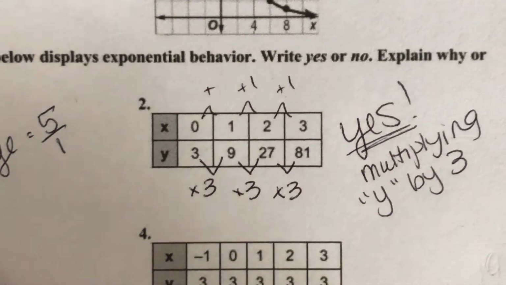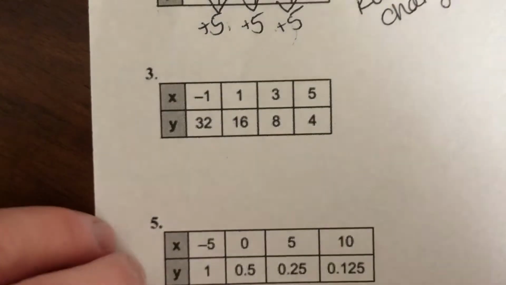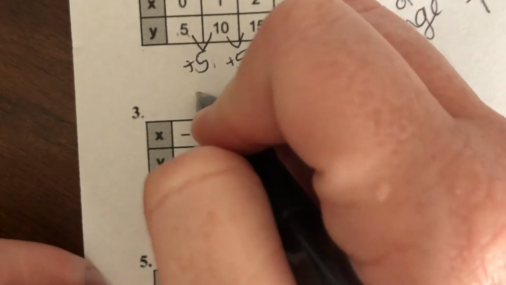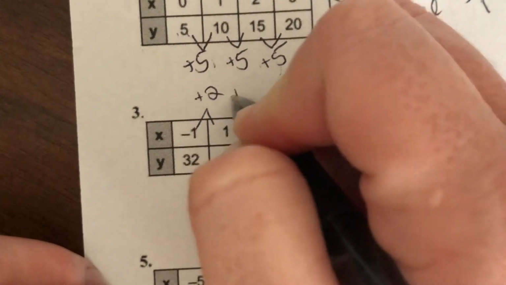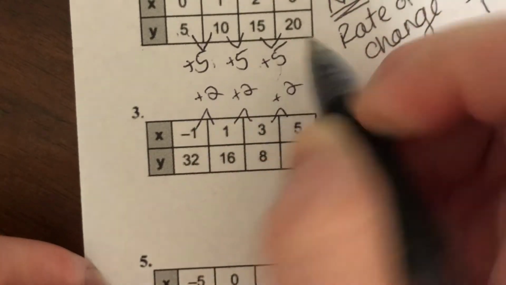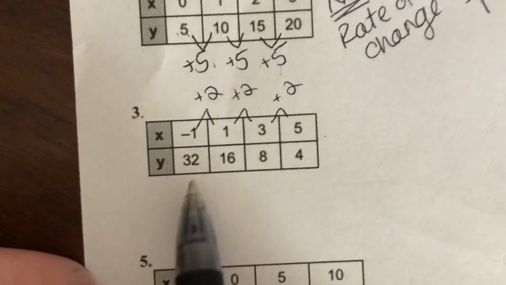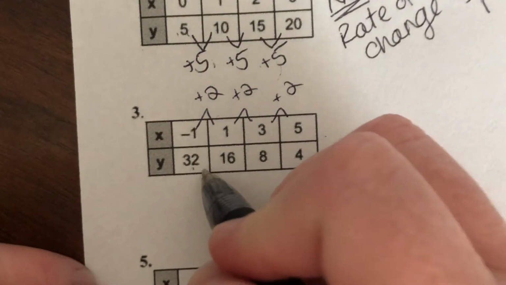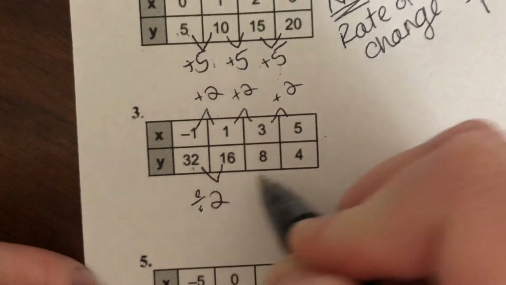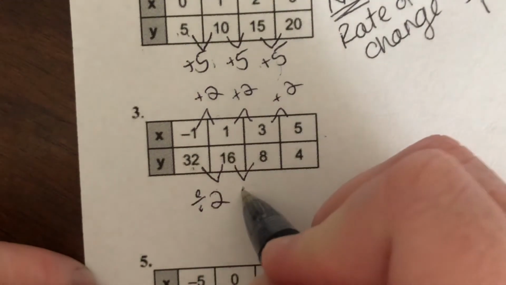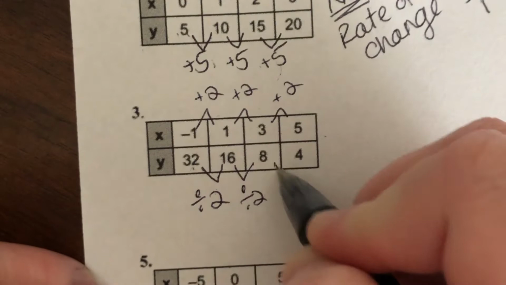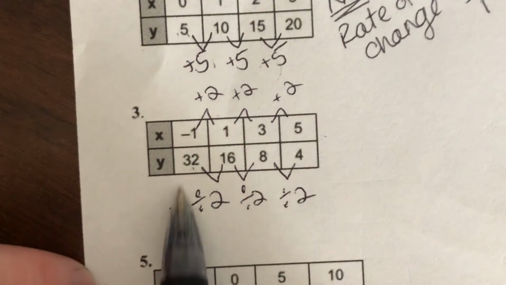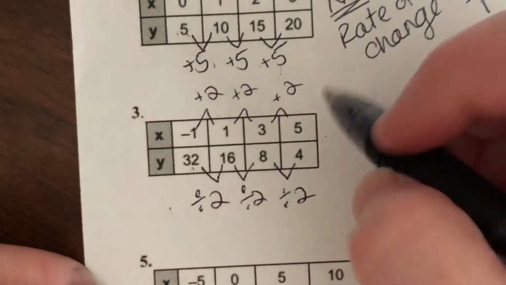All right, so for number 3, if we look at our x's here, here to here, we went up by 2. Here to here, we went up by 2. Here to here, we went up by 2. So we're adding the same thing over and over. On the bottom, what am I doing? Here to here, it looks like I divided by 2. 16 divided by 2 is 8, so I divided by 2 again. 8 divided by 2 is 4. So since I'm dividing by the same amount over and over, this is exponential.